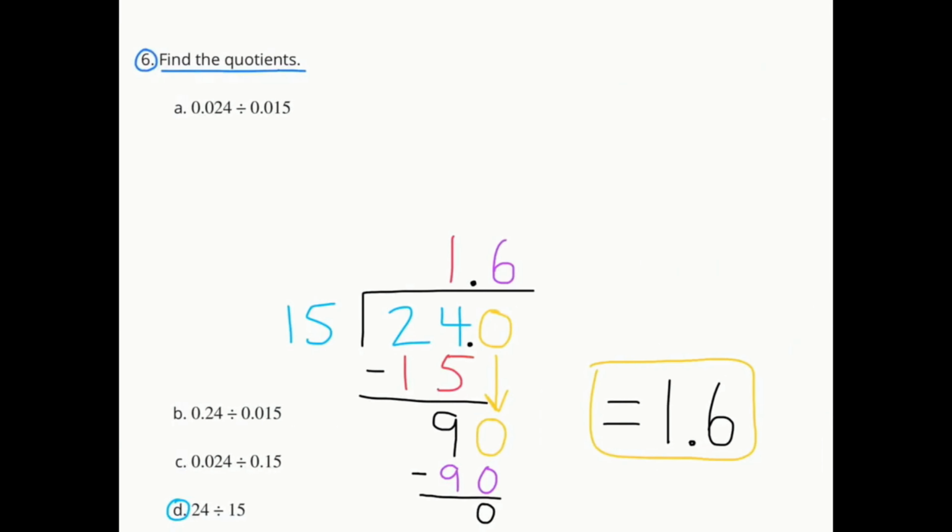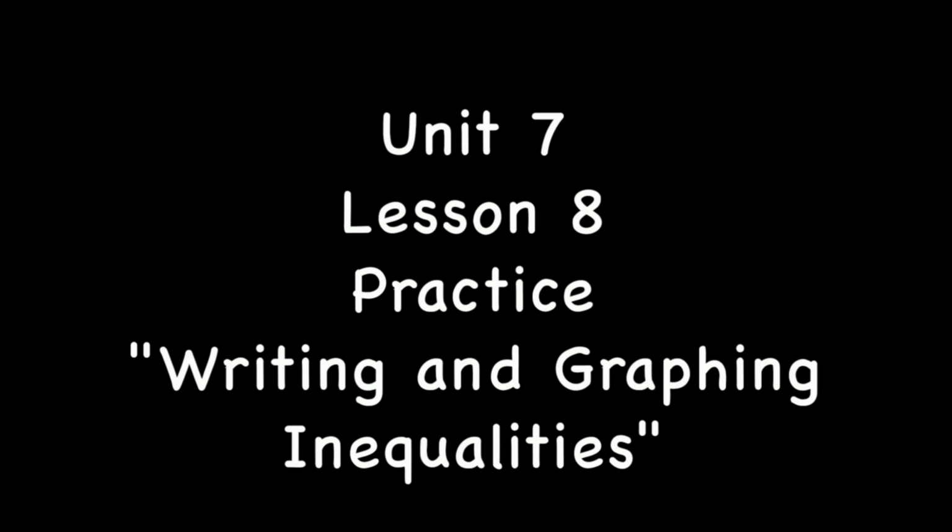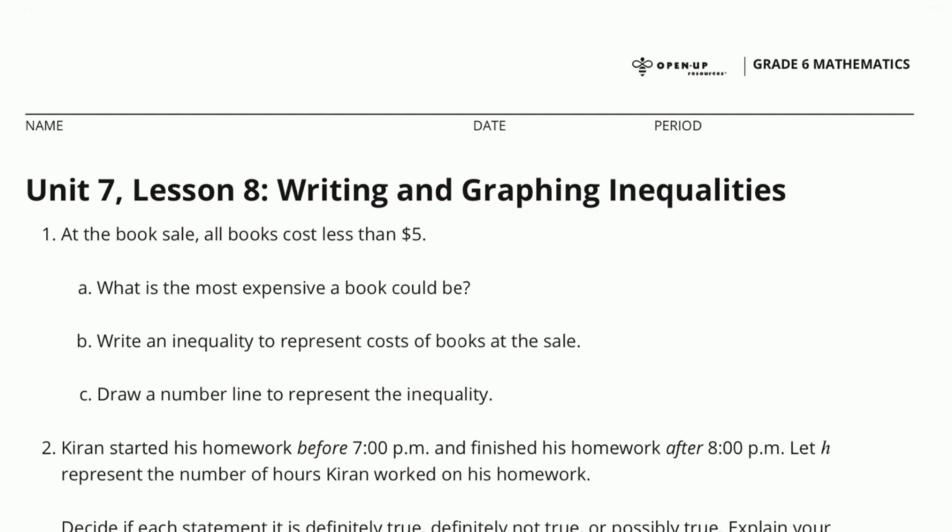D. 24 divided by 15. 24 divided by 15 is 1 6/10. Unit 7, Lesson 8, Writing and Graphing Inequalities.